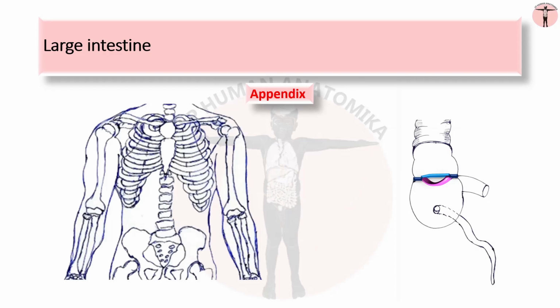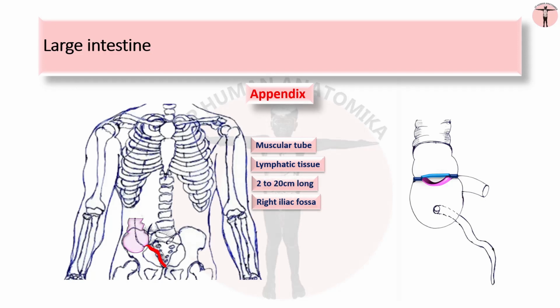Appendix. The appendix is a worm-like diverticulum, which is a narrow muscular tube containing a large amount of lymphatic tissue. The appendix lies in the right iliac fossa and in relation to the anterior abdominal wall. It varies in length from 2 to 20 centimeters. It arises from the posteromedial wall of the cecum, 2 centimeters below the ileocecal junction.